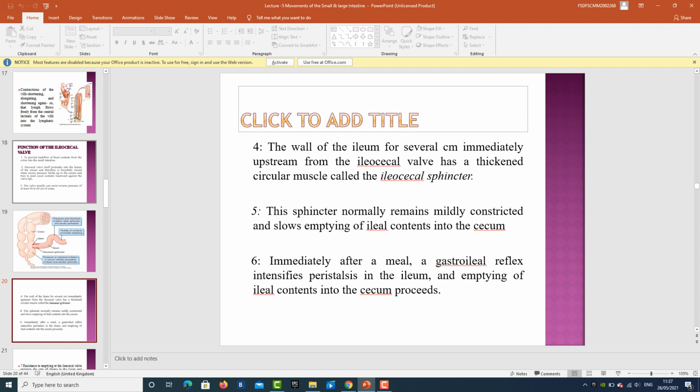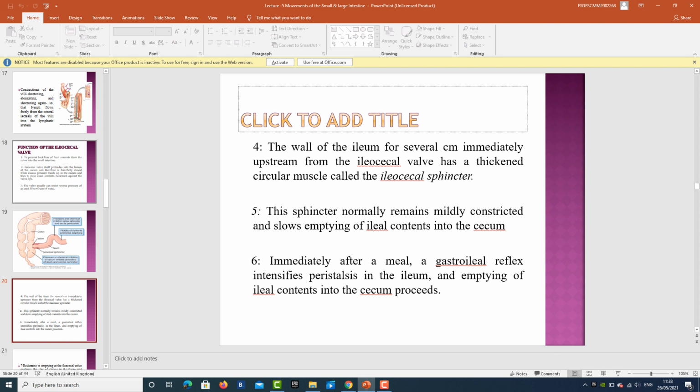So, the wall of the ileum for several centimeters immediately upstream from the ileocecal valve has a thickened circular muscle called the ileocecal sphincter. This thickness makes it another anatomical entity. Because of its thickened portion, it has more forcible contraction as one of its functions. So this sphincter normally remains mildly constricted and slows emptying of ileal contents into the cecum.